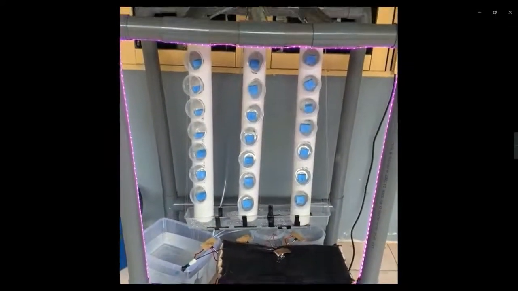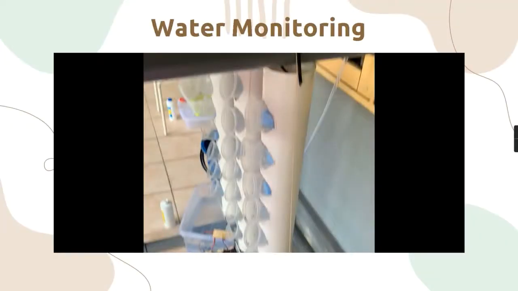And for this prototype, we use LED grow light. Now for water monitoring. The user can monitor the level of acid, base, or pure water solution just by using their phone. When the level of acid, base, or pure water solution is below the level we set in the coding, it will notify the user via email. Now let me show you how the system will notify the user via email.